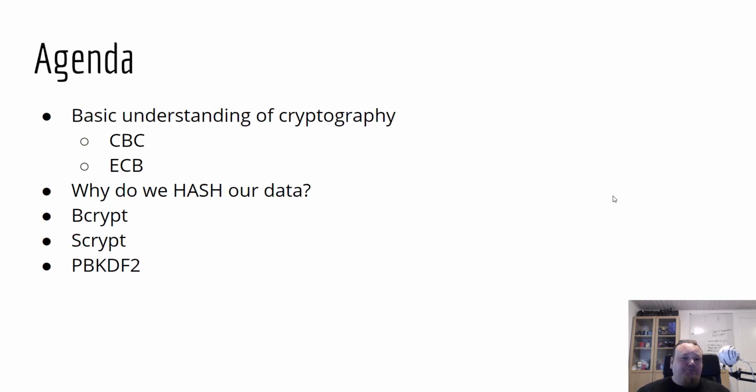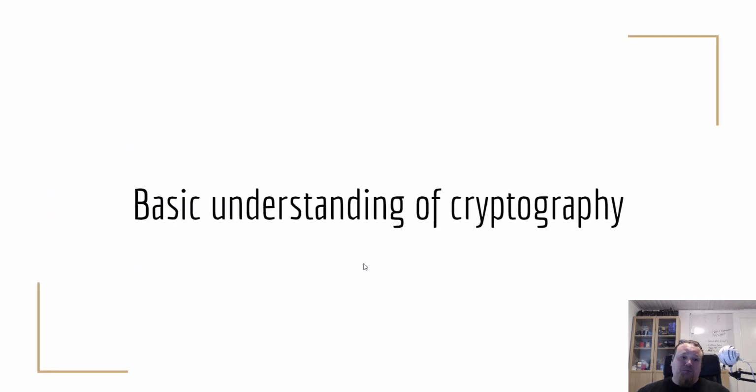Alright, so let's begin. The overall agenda will be a basic understanding of cryptography. We're going to talk about something called CBC and ECB. Then we're also going to talk about why we hash our data. Talk about bcrypt, scrypt, and PBKDF2, so different kinds of hashing algorithms. So, the basic understanding of cryptography.